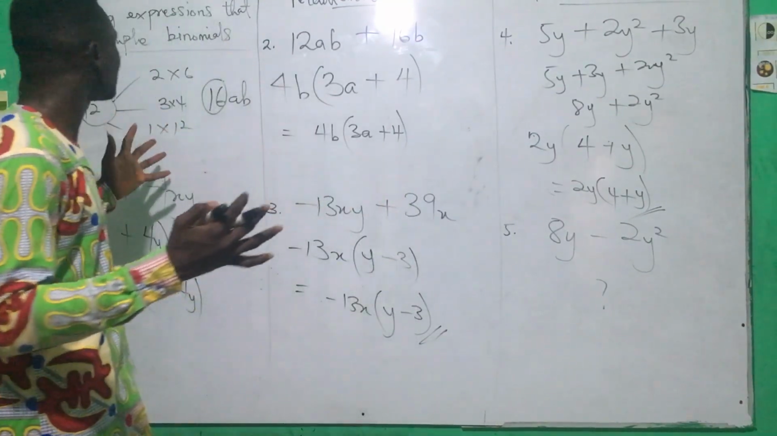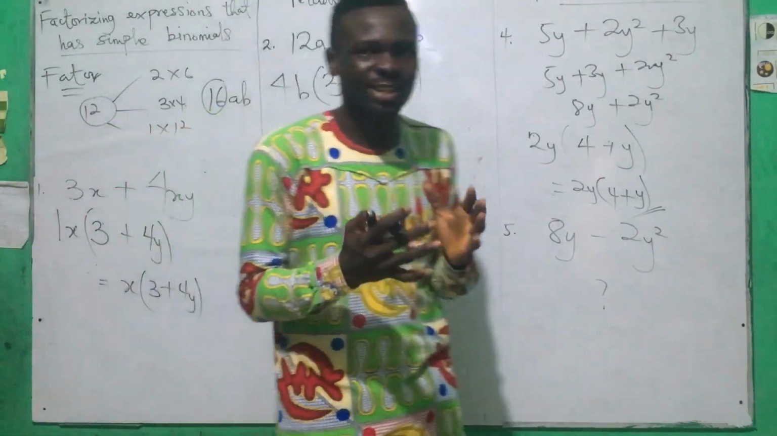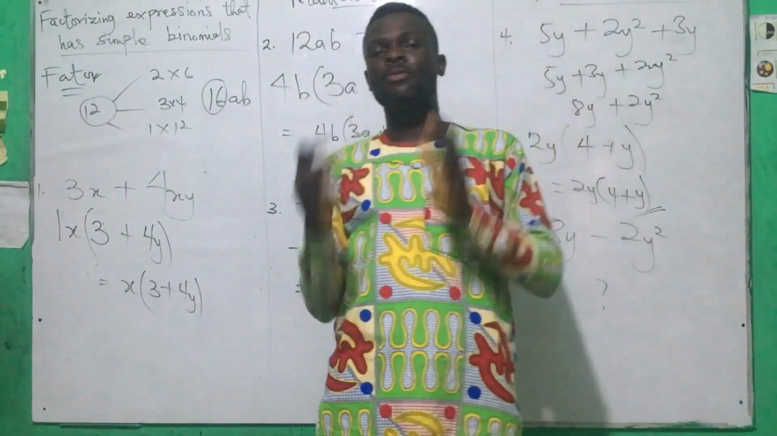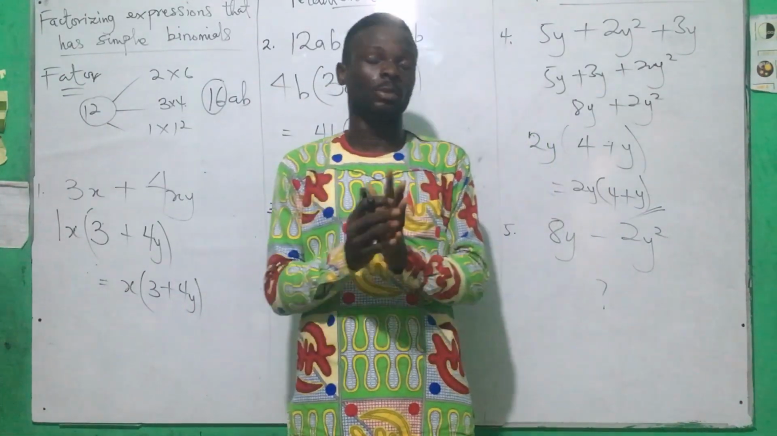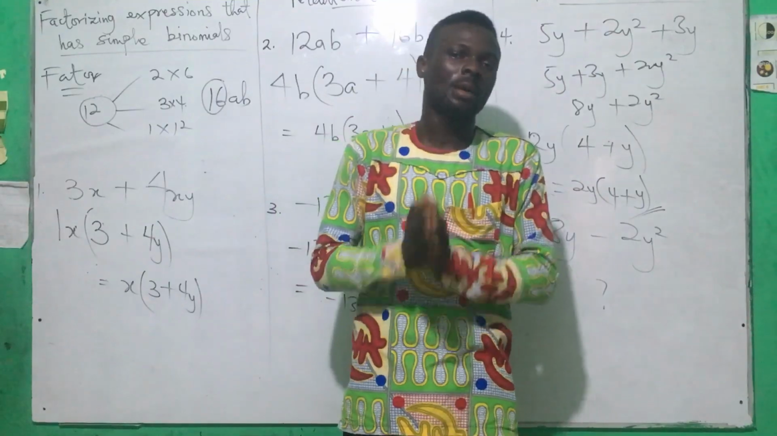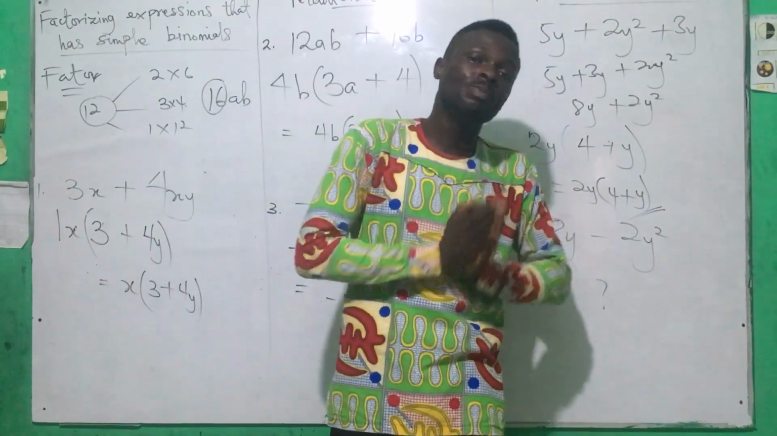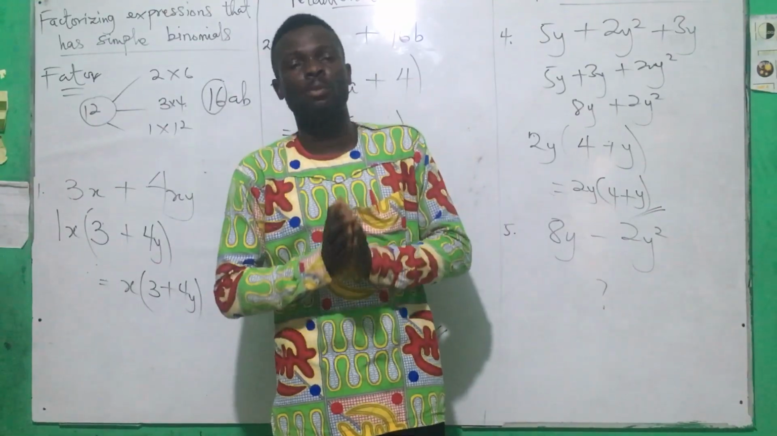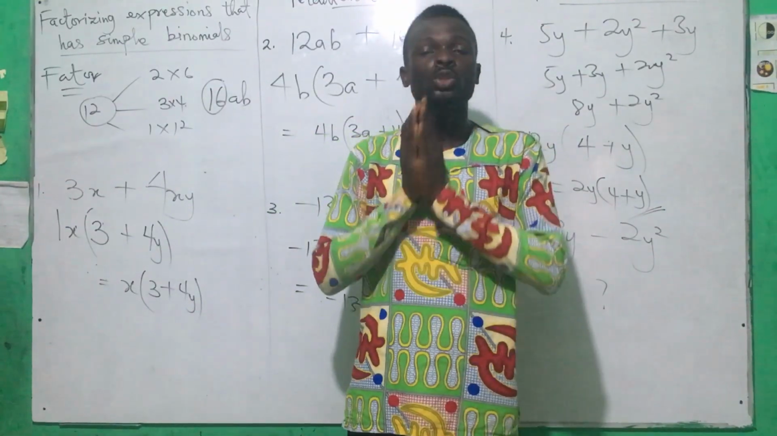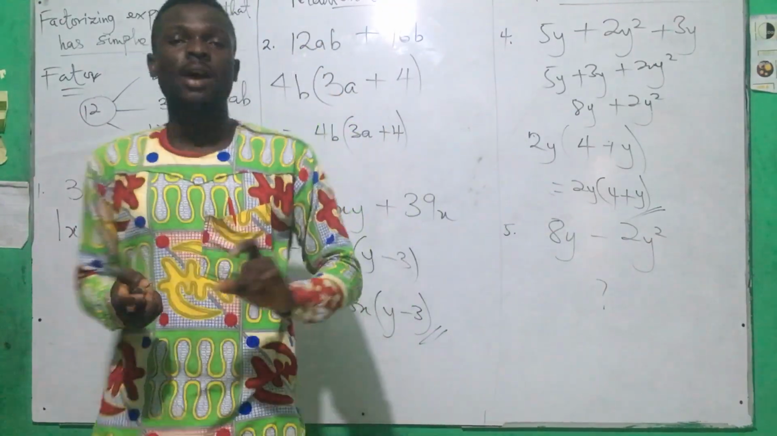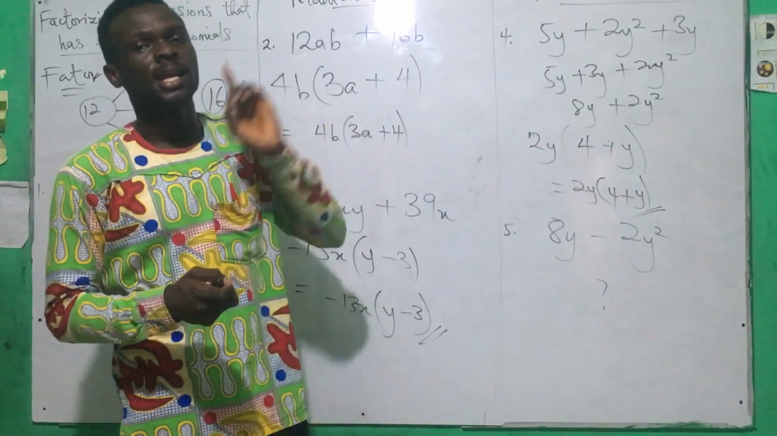We've looked at how to factorize expressions that have simple binomials, and we are saying that to factorize, we first factorize the coefficient of the variables, which is the numbers, by looking for the highest common factor. Then when you look at the variables, you bring out the common variables in each, then you introduce a bracket and take it from there. Note that your answer after factorizing should be the same as the question when simplified.